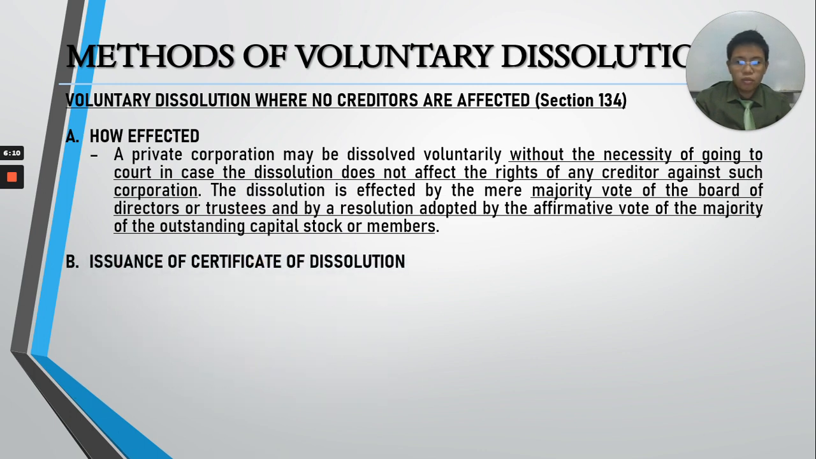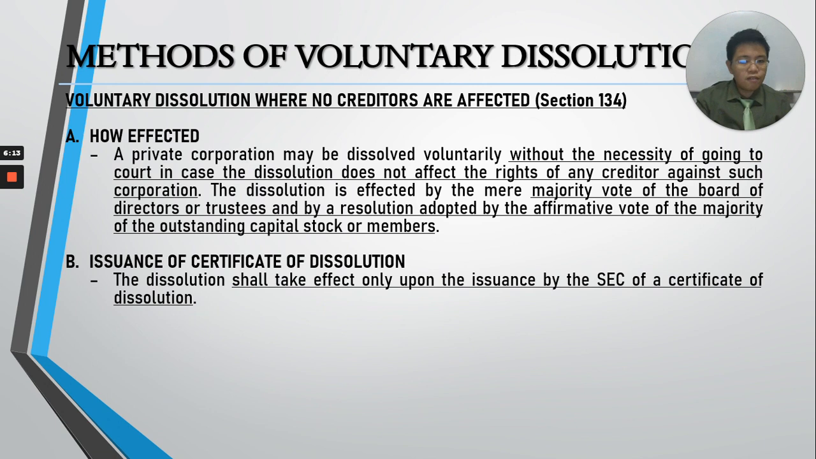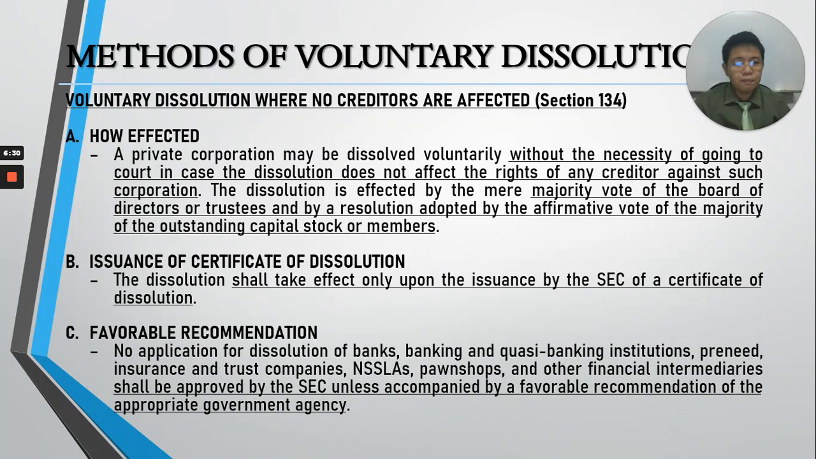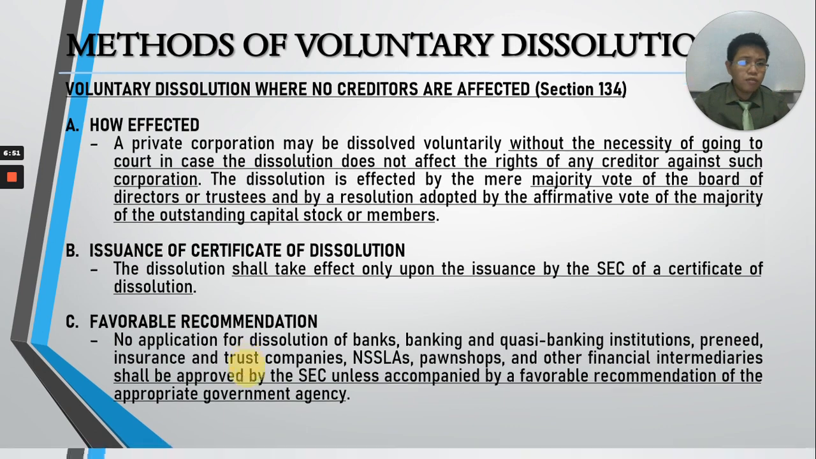What else? Number 2, this dissolution shall take effect only upon the issuance by the SEC of a certificate of dissolution. Anyway, you have to file a request for dissolution, obviously, before the SEC can issue a certificate of dissolution. What else? In case the corporation is a corporation vested with public interest, it must be accompanied by a favorable recommendation of the appropriate government agency. So yung request for dissolution must be accompanied by a favorable recommendation from the appropriate government agency.